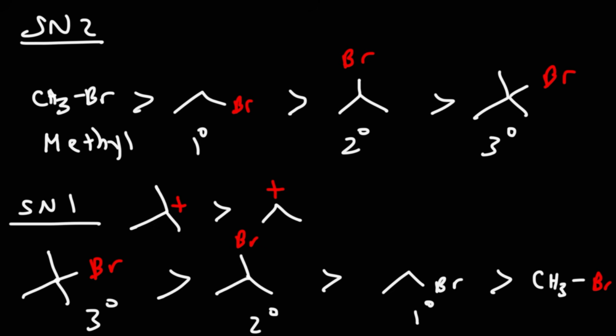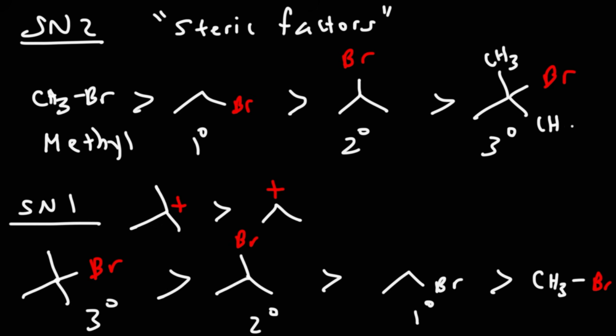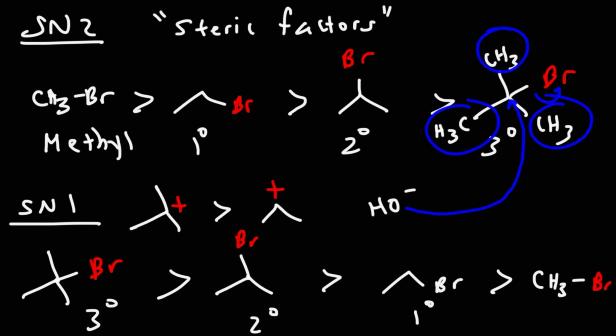For the SN2 reaction, you need to look at steric factors. Tertiary alkyl halides are not good for the SN2 reaction because it's very hard for the nucleophile to access that carbon. It's sterically hindered by the methyl groups. So if we were to add hydroxide and try to use it as a nucleophile, it's going to be very difficult for it to approach this carbon from the back because it has 3 bulky methyl groups in its way.